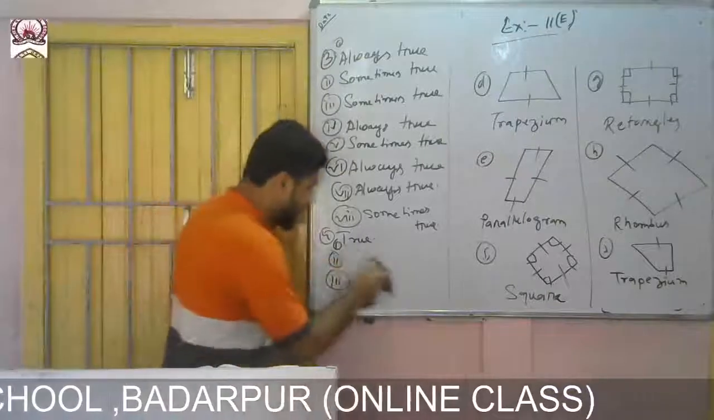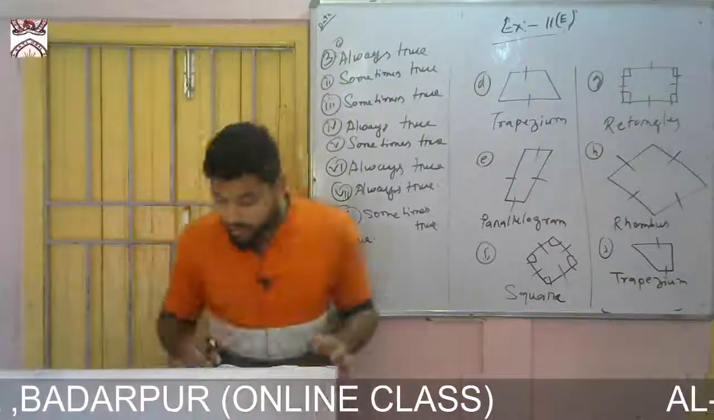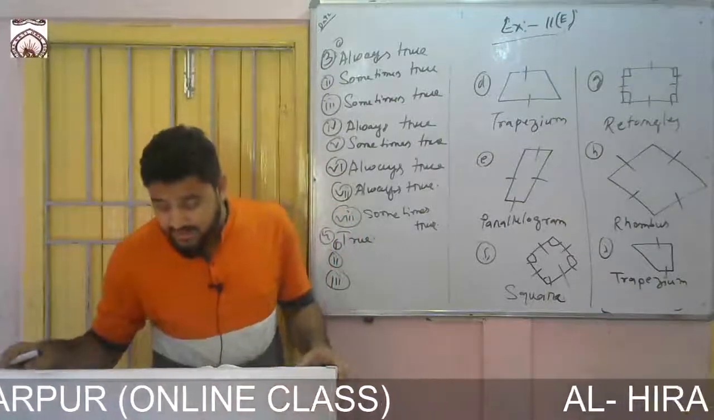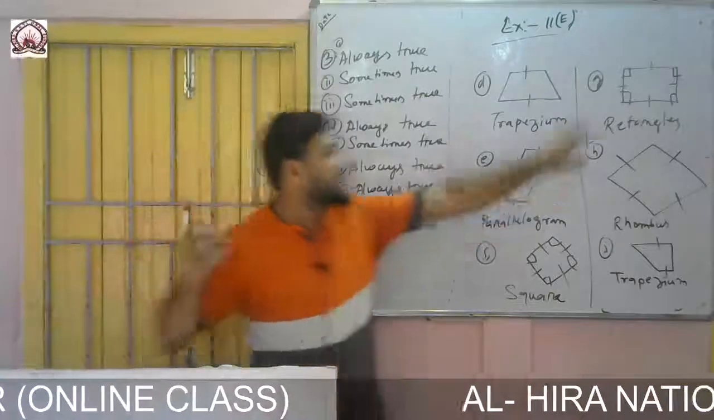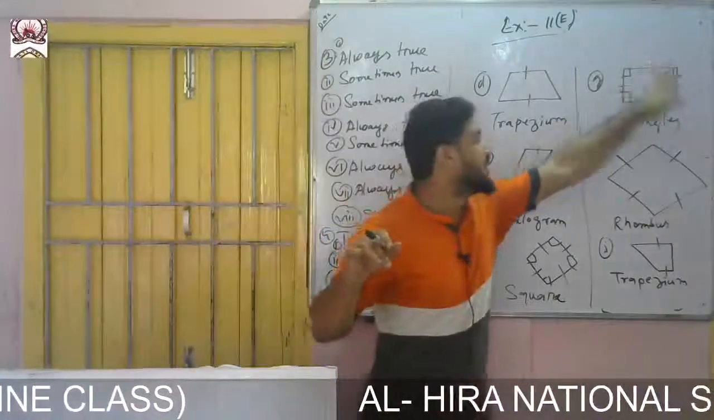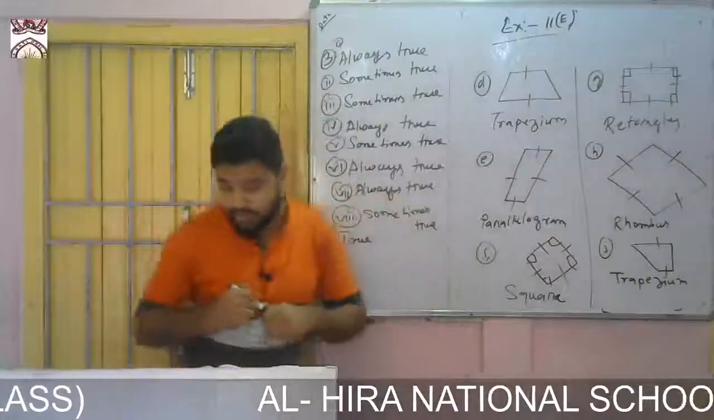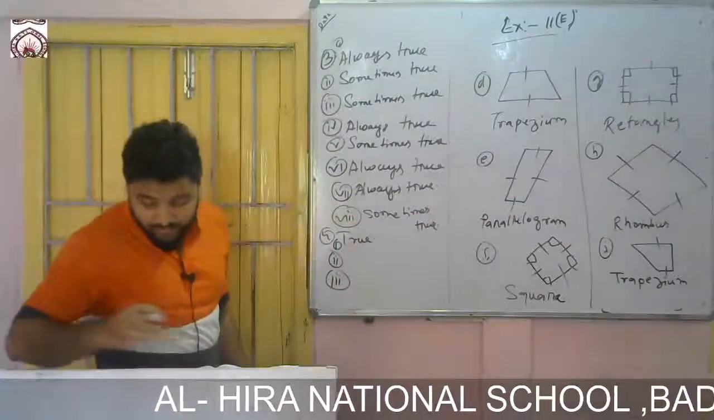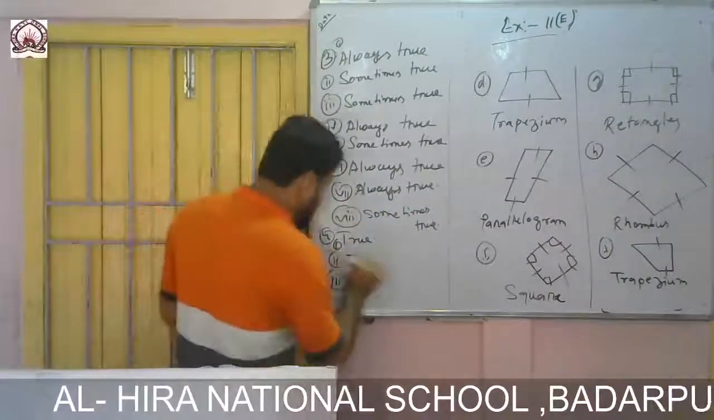Sorry. It is true. Why? It is given in the question that the opposite sides of a rectangle are equal. So opposite sides, you see, this side is equal, this side is equal. So it is what? True. In my book, it is not written as true. So it is what? True.